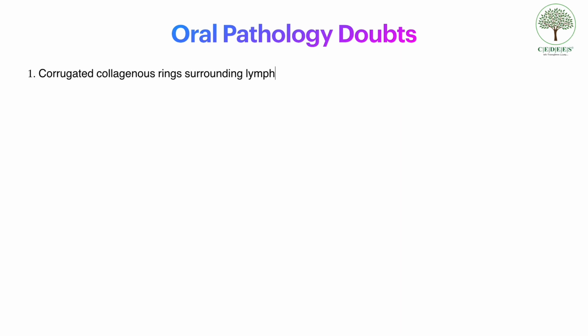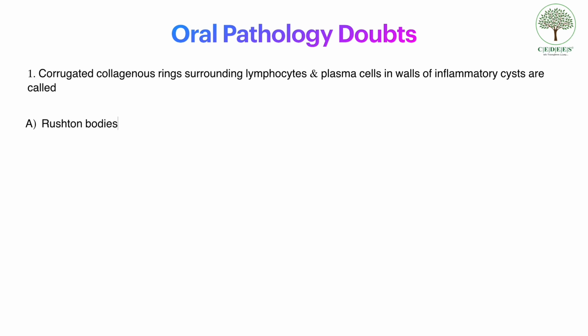In this video, we'll be discussing oral pathology doubts. So, starting with: corrugated collagenous rings surrounding lymphocytes and plasma cells in the walls of inflammatory cysts are called, and your options are: option A, Rushton bodies; option B, hyaline bodies; option C, Hobble-Jolly bodies; option D, papenhema bodies.